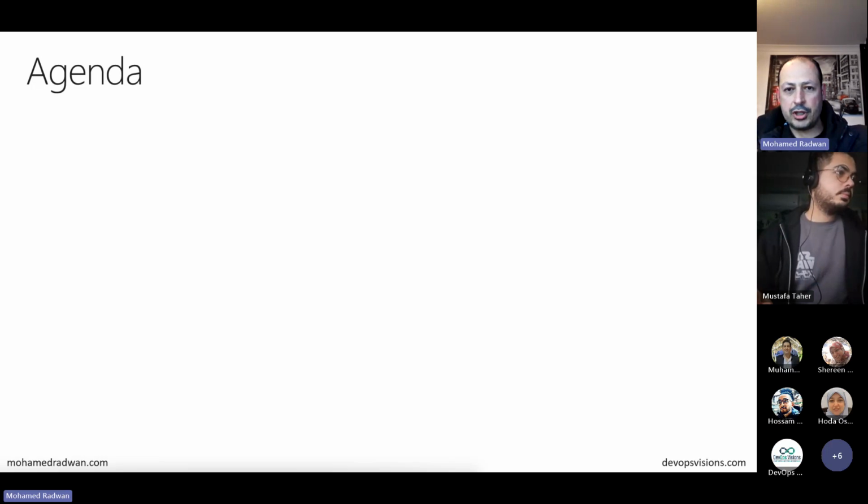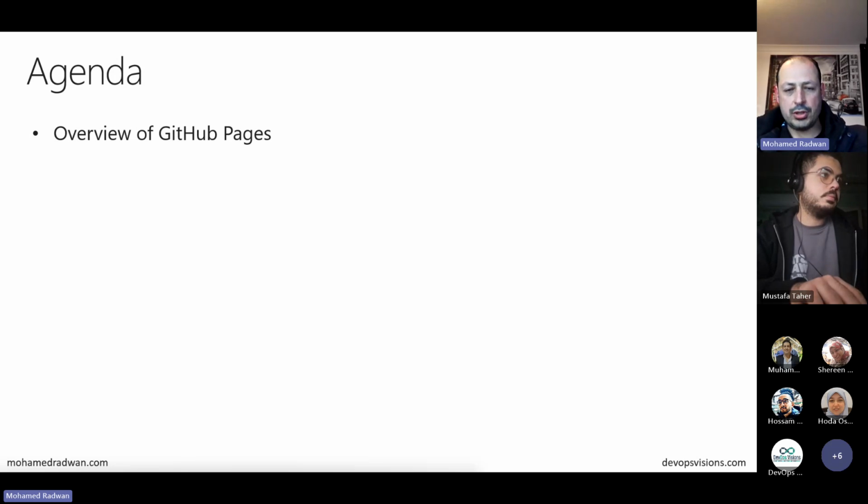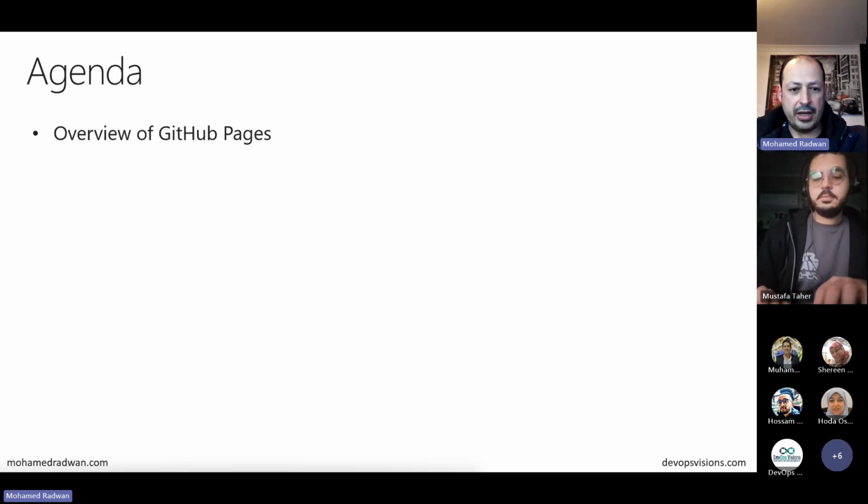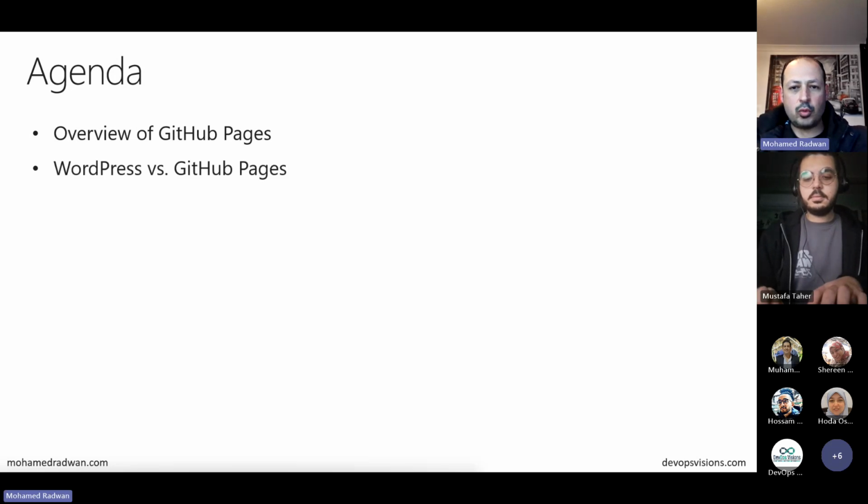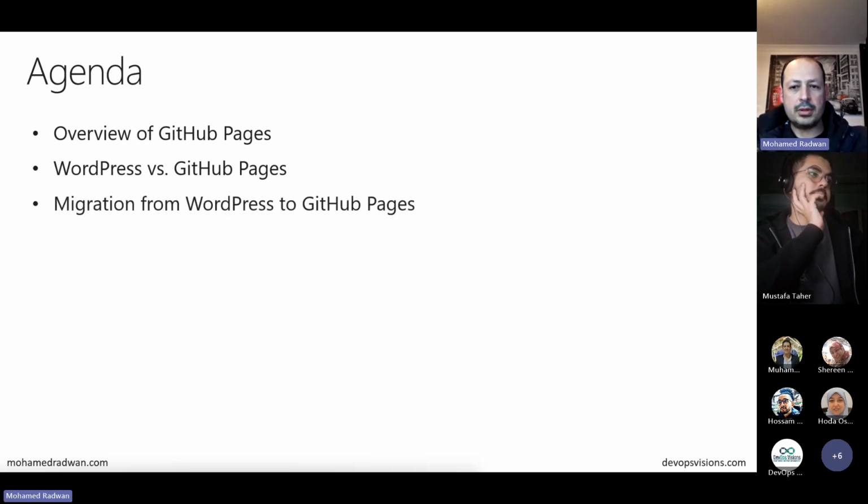Okay, let's see our agenda today. First, we will get an overview about what GitHub Pages is, so people can get a very high level overview. After that, we will have a very small comparison between WordPress and GitHub Pages. Then we will talk about a case study, migration from WordPress to GitHub, which is my blog. I migrated my blog from WordPress to GitHub Pages, and we will share with you some tips and tricks, which will be covered by my colleague Rahab.